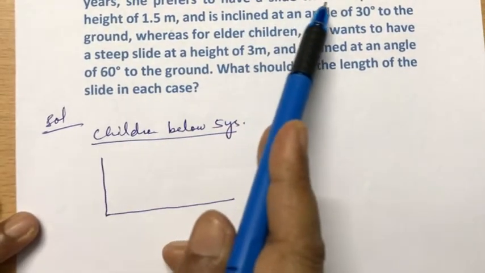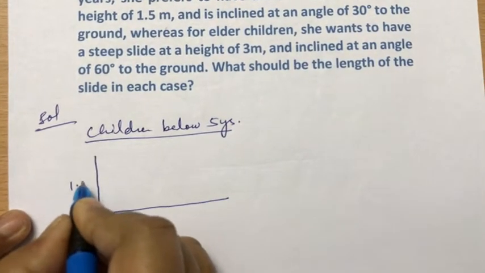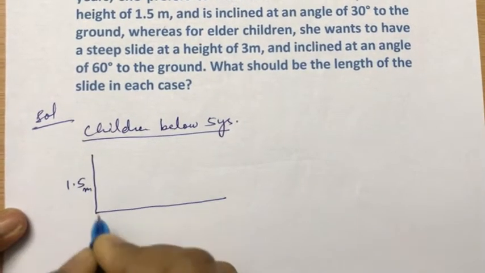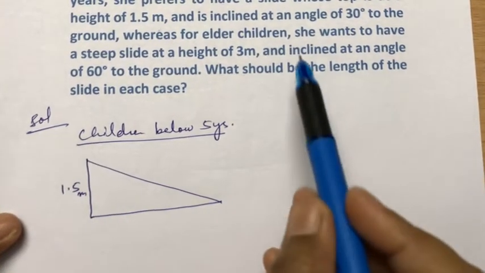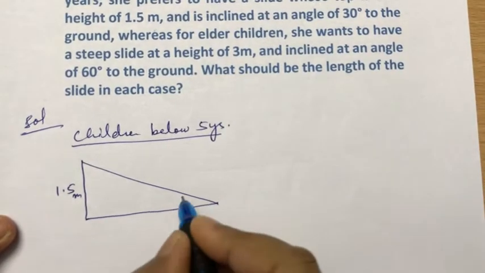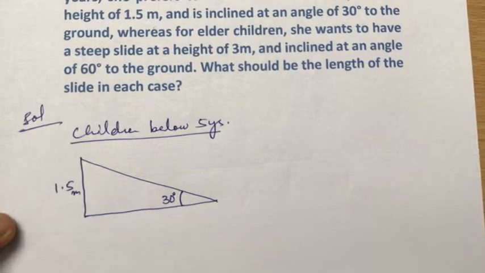She prefers the slide whose top is at a height of 1.5 meter. So this particular height is 1.5. Okay, and is inclined at an angle of 30 degree to the ground.